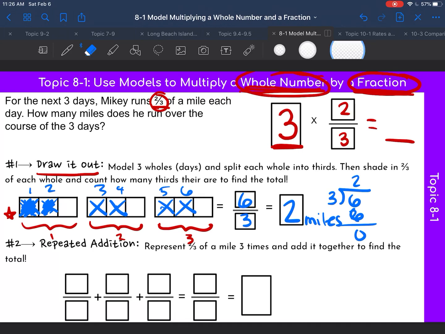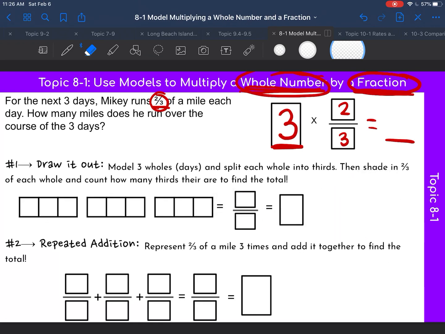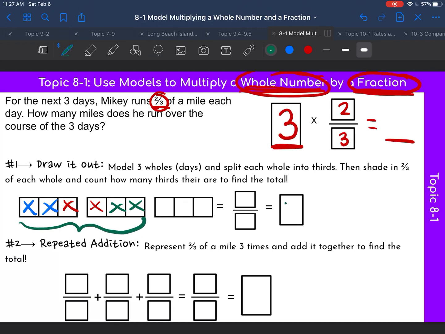Another way you can do this same exact method, drawing it out, is not to separate the thirds. Not to go, this is 2/3 here, 2/3 for another day, 2/3 for another day. What you could do is continue your thirds. So this is 2/3 for the one day, this is 2/3 for the second day, and this is 2/3 for the third day, and you still get the same exact answer, 2 wholes. So 2 full miles in the course of 3 days. So that was drawing it out, modeling it using thirds because that's our denominator.